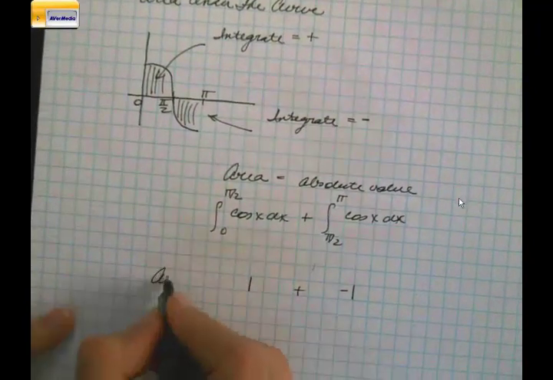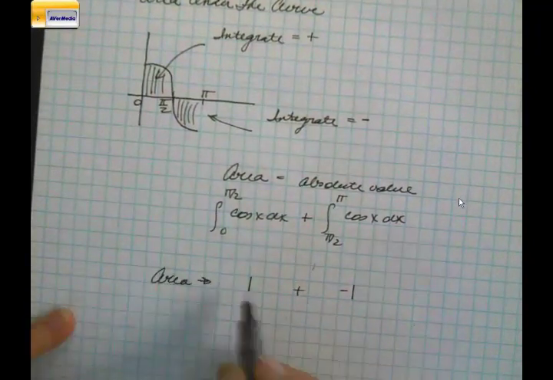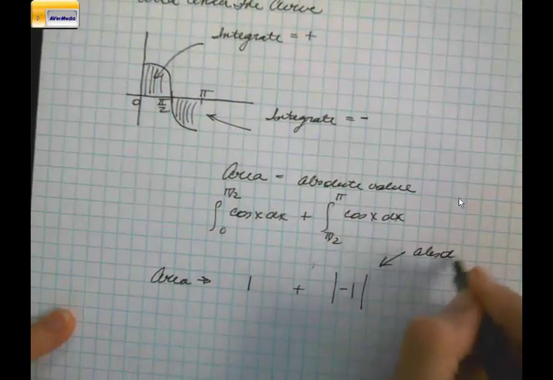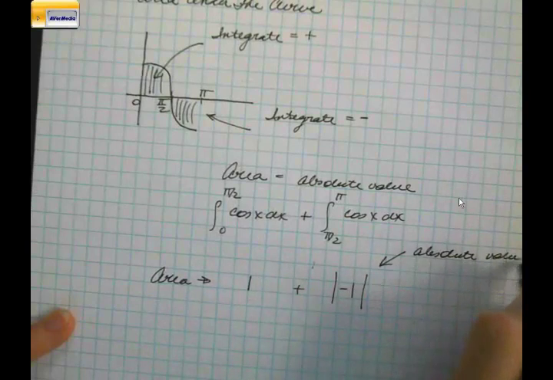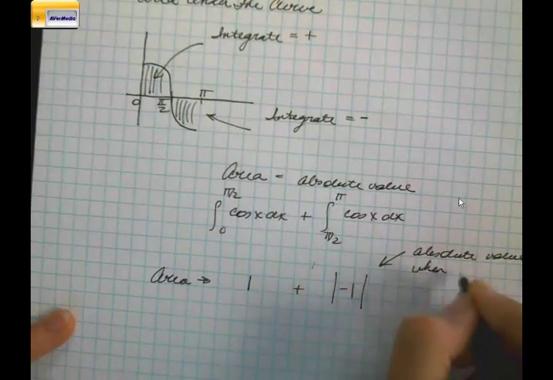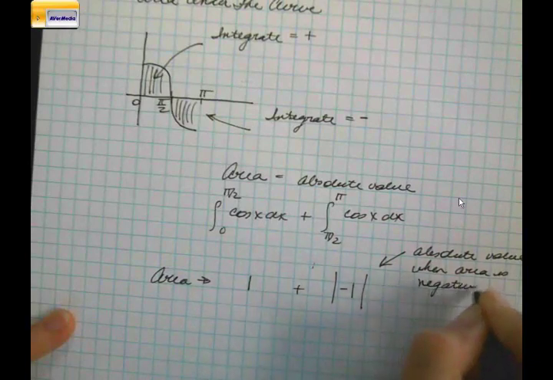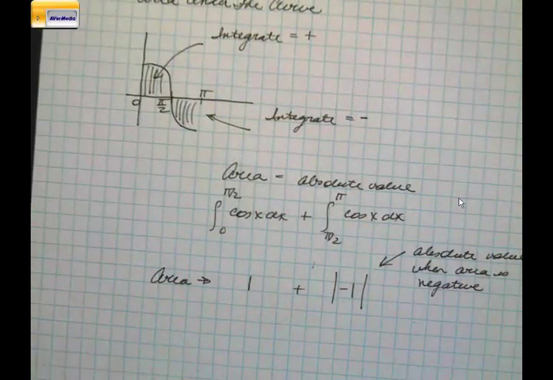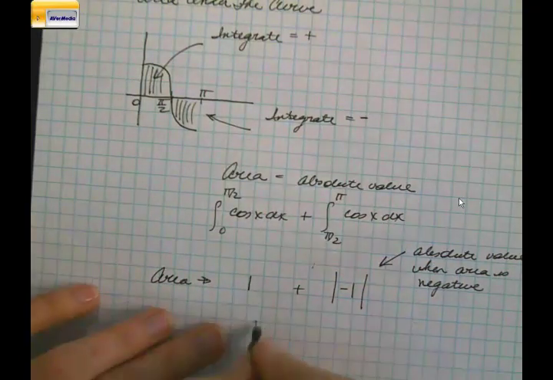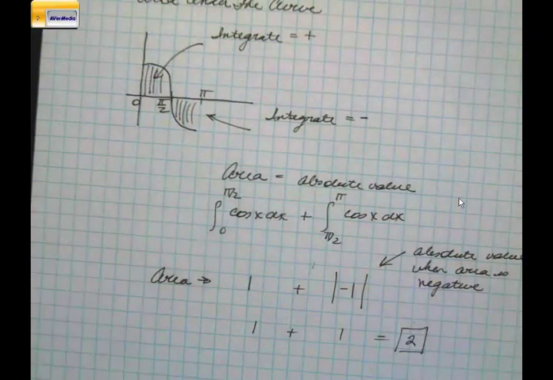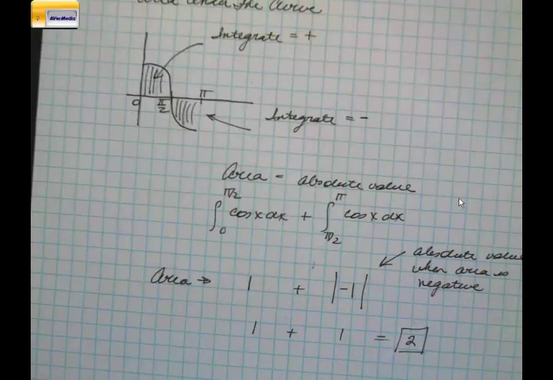But if you really want to know area under the curve, you would say 1 plus, and you would take the absolute value when the area is under the curve, or when the area is a negative value. Okay? Take the absolute value when you get a figure which is negative representing area. So the area under this curve is 1 plus 1. When you integrate, you get 0. When you want to know the true area under the curve, you get 2.